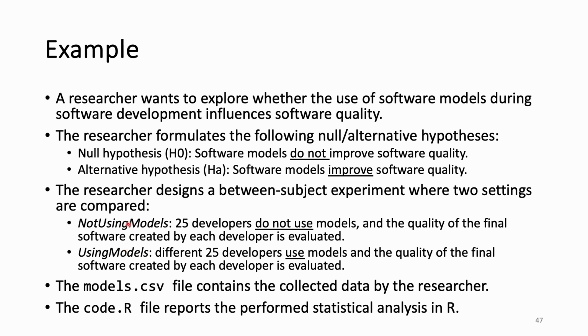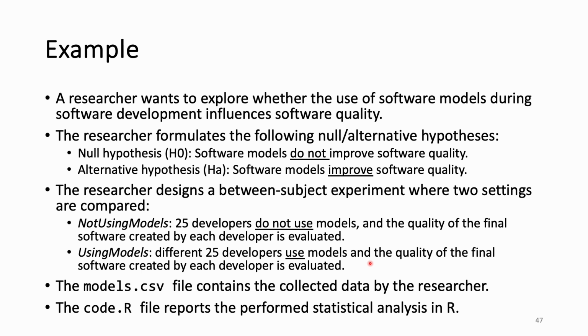So here we have two settings or two groups. The first one is not using models. In this group, we have 25 developers that do not use models, and the quality of the final software that is created by these developers is evaluated. In the second setting or group, called using models, we have different subjects, a different 25 developers, but in this case they use models, and the quality of the final created software is evaluated.